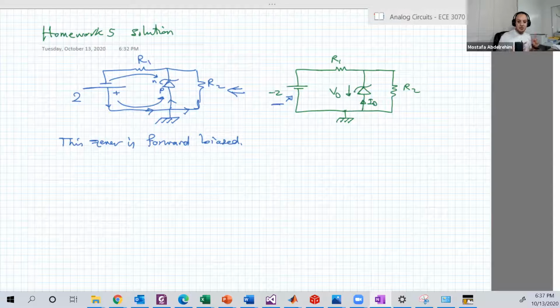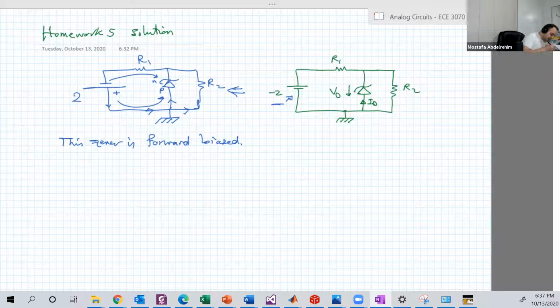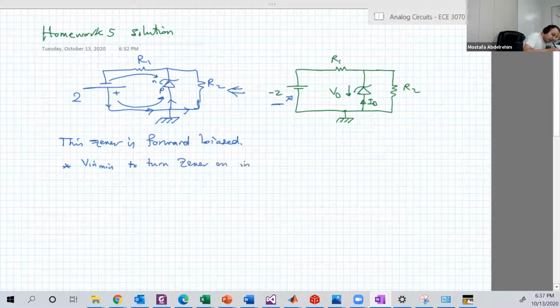You have V input minimum reverse that will turn the diode or the Zener into the breakdown on, but in reverse. And you have another V input minimum that will turn the diode on in forward. So this is the one we need: the V input minimum that will turn the diode on in forward. So let's find the input minimum to turn the Zener on in forward, which is our case now. So let's draw the circuit now with this.